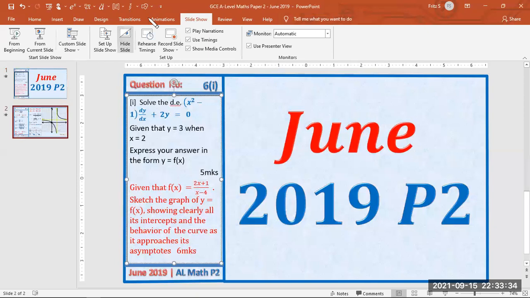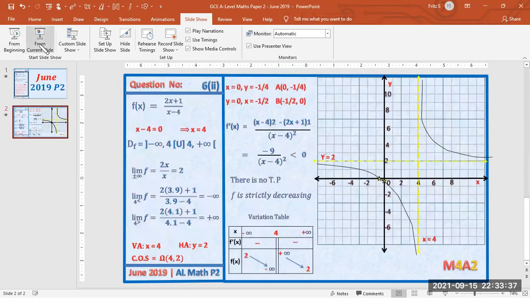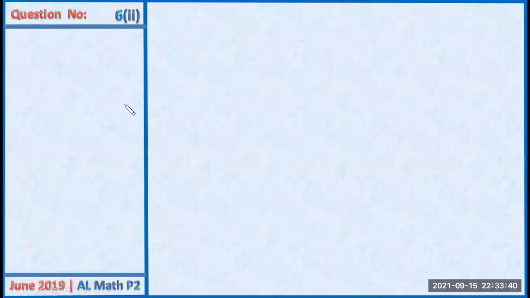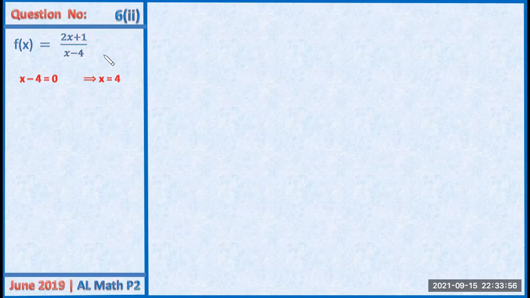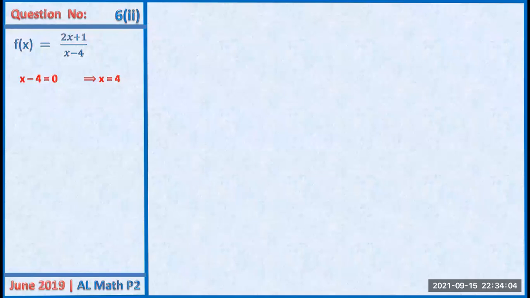So let us look at this question. We can start with the domain of the function, right? Yes, sir. For the domain, we equate the denominator to 0, and x should not be equal to 4. So the domain of this function is the set of all real numbers excluding 4.